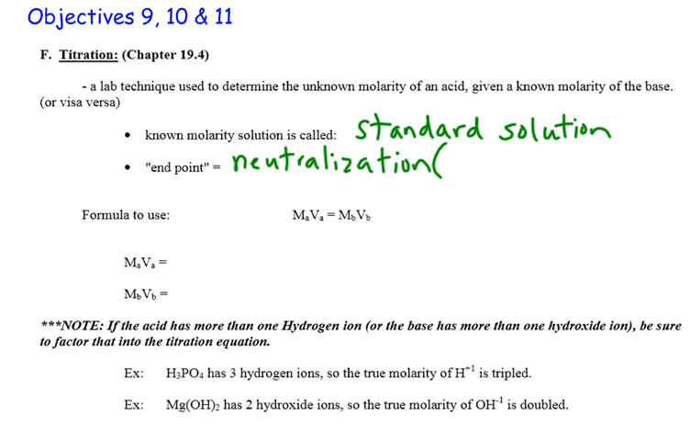And you can tell this if you had a pH meter, but we're not going to be using pH meters, so commonly what we use is an indicator that changes color at neutral pH. And so typically we're going to use the phenolphthalein, the one that turns pink as soon as it turns basic. So we're going to tell that neutralization, or the end point, has occurred when the indicator changes color.